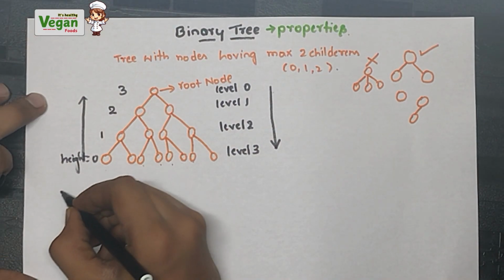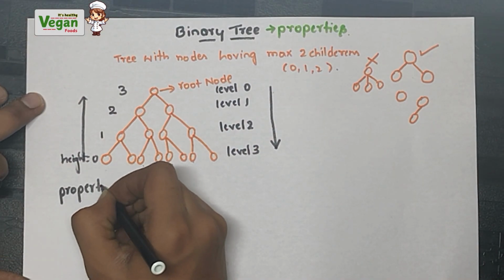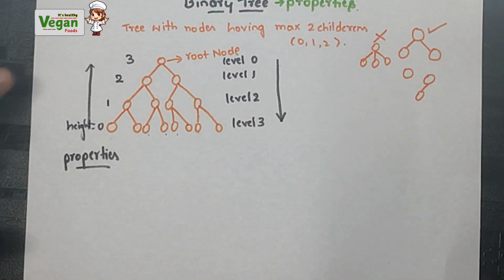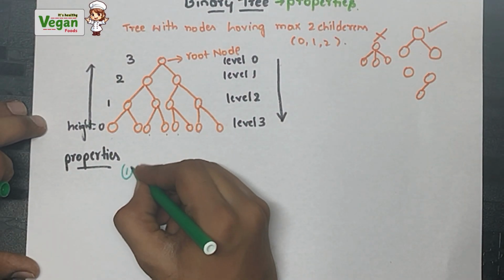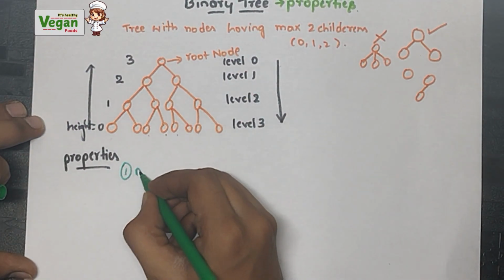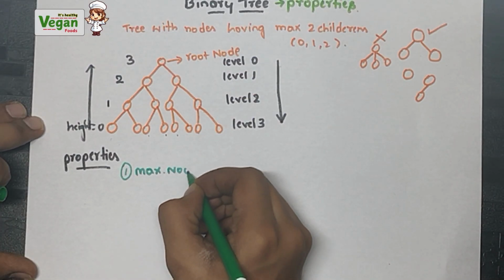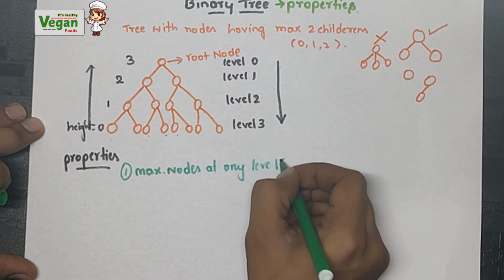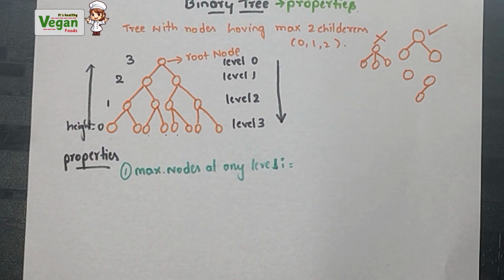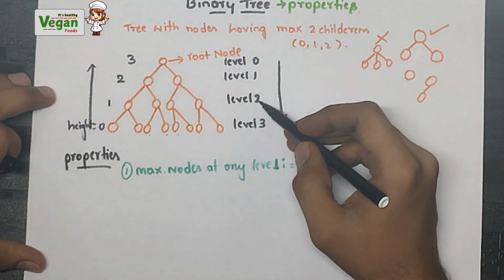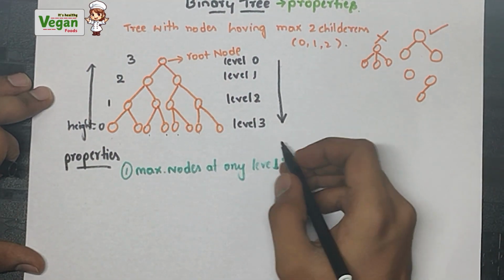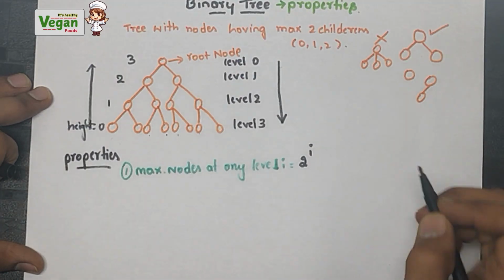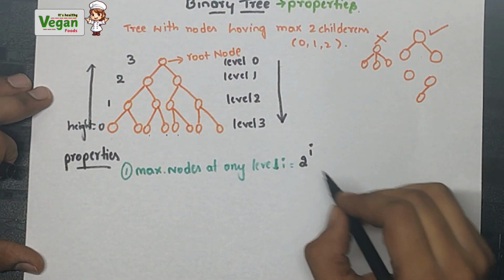Next, let's first discuss the properties of the binary tree, then the types of binary tree. We have 3 major properties. The first one is the maximum nodes at any level i. Let's take level 2. What will be the maximum nodes at level 2? 2 power i will be the value of the maximum nodes at any level.